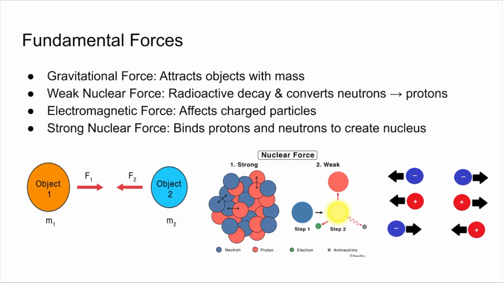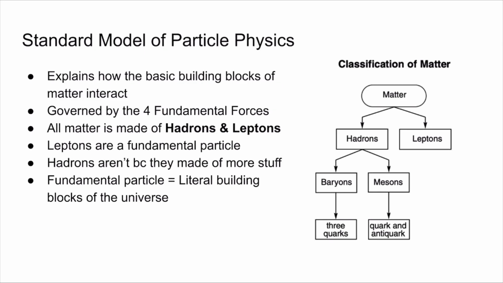form the nucleus. Now, the standard model of particle physics is governed by those 4 fundamental forces, and essentially it explains how the basic building blocks of matter interact. So all matter is made up of these things called hadrons and leptons. Leptons are a fundamental particle, while hadrons are not. A fundamental particle is like the literal building block of the universe. Like, you cannot break it down into anything else. So a lepton is at its simplest form, while you can keep breaking a hadron down.